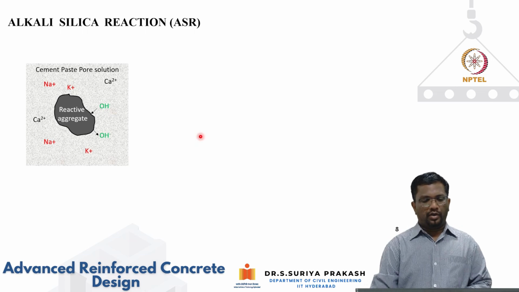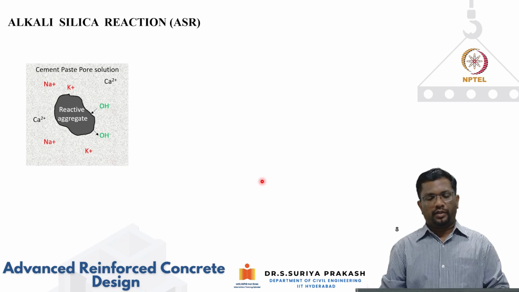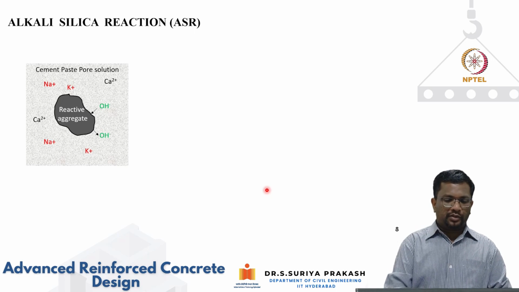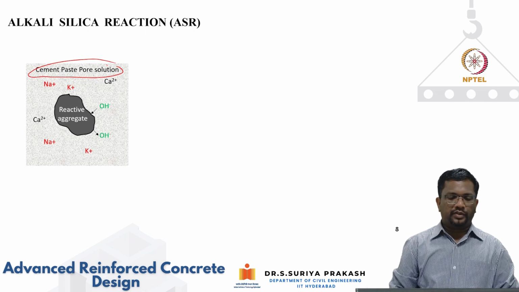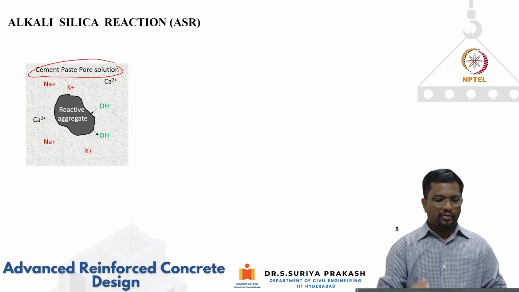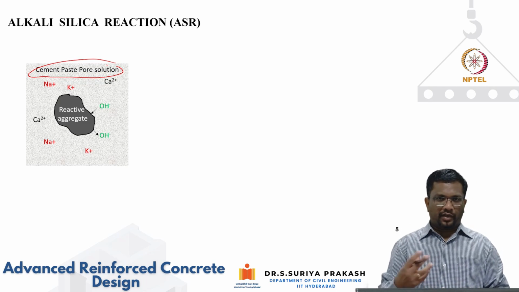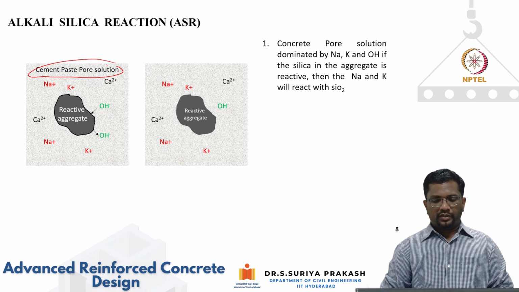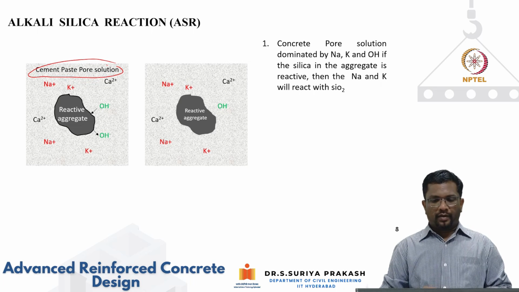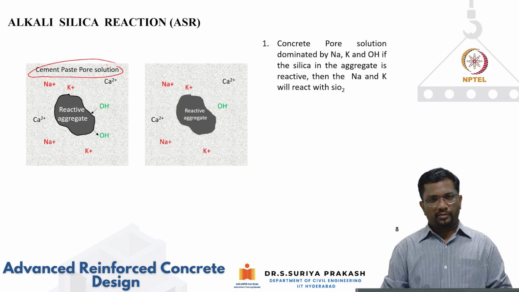This is a small illustration that explains what happens in alkali-silica reactions. As we've seen, in the cement paste pore solution we have a lot of these alkalis: sodium, potassium, calcium, and hydroxyl ions. Now let's say you also have reactive aggregate, aggregate that has reactive silica. Then these aggregates with reactive silica will start reacting with the alkalis that are available in the cement pore solution.